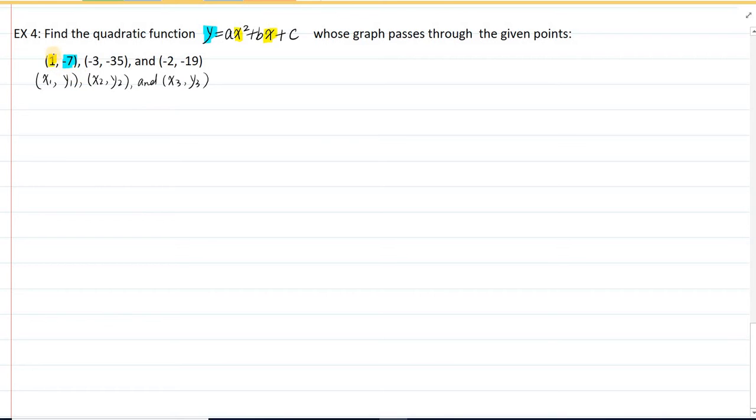All you have to do, the idea is you're just going to plug it inside here. The yellow color is your x, and then the blue color is your y. So you're just going to plug it in. Basically you're just doing substitution. So you're going to have the blue color, that will be -7, equals a times the yellow color, which is 1 squared, and then plus b times 1 again, and plus c. All you're doing is a substitution.